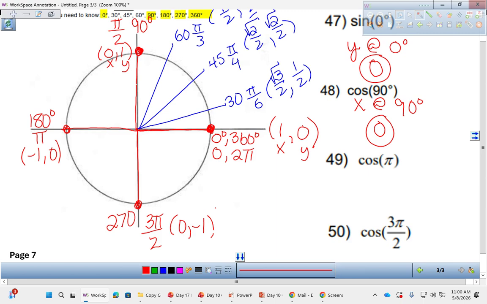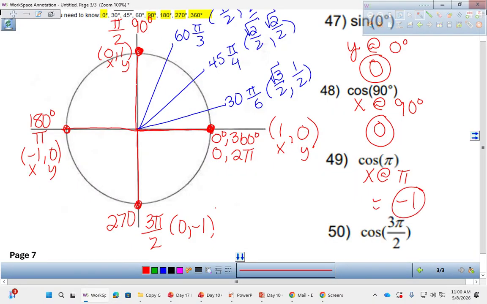So what's the cosine of pi? Negative 1. Cosine is x, so this is asking me what's the x value at pi. So I find pi, and the x value is negative 1. So the cosine of pi is negative 1.